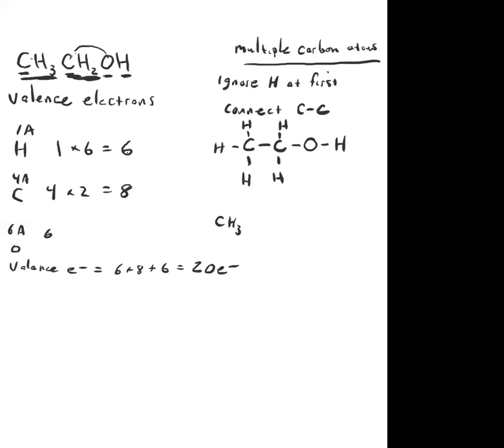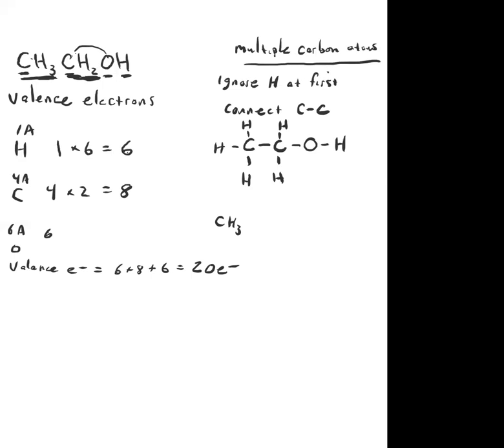So CH3, CH2OH is 3 hydrogens on the first carbon. That carbon is attached to the second carbon. That carbon is attached to the oxygen. And then it's 3, 2, 1 in terms of the number of hydrogens. Okay. So there's your skeleton. There's the structure. Now, the next step is to count the electrons. Now, it turns out we've already done most of the electrons. We're in pretty good shape.